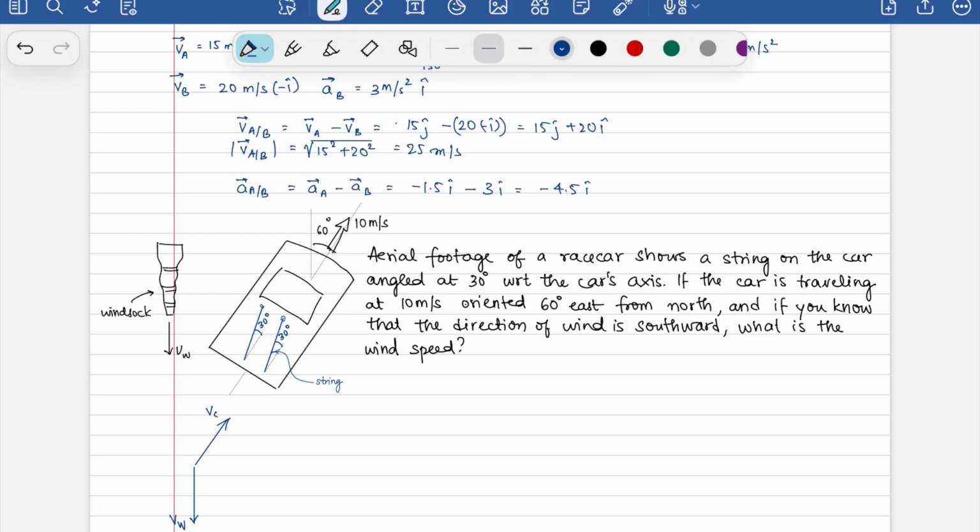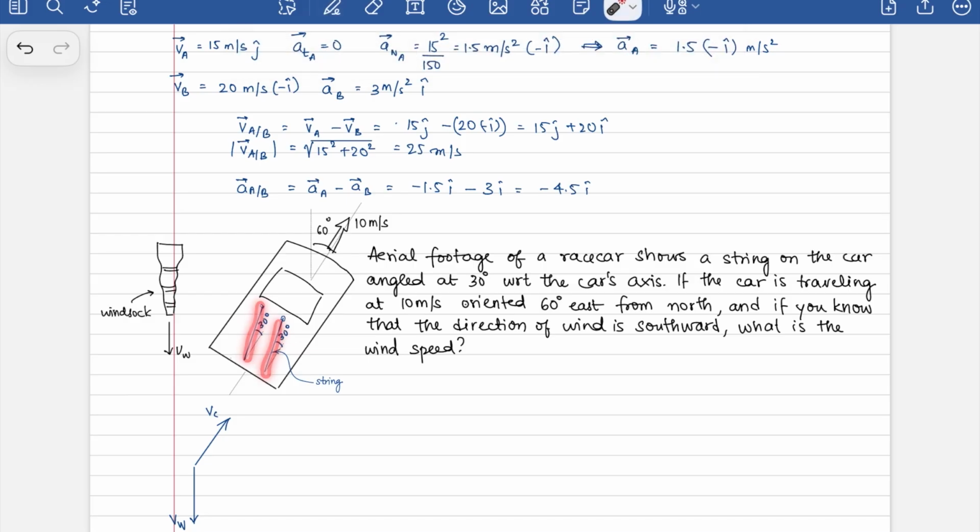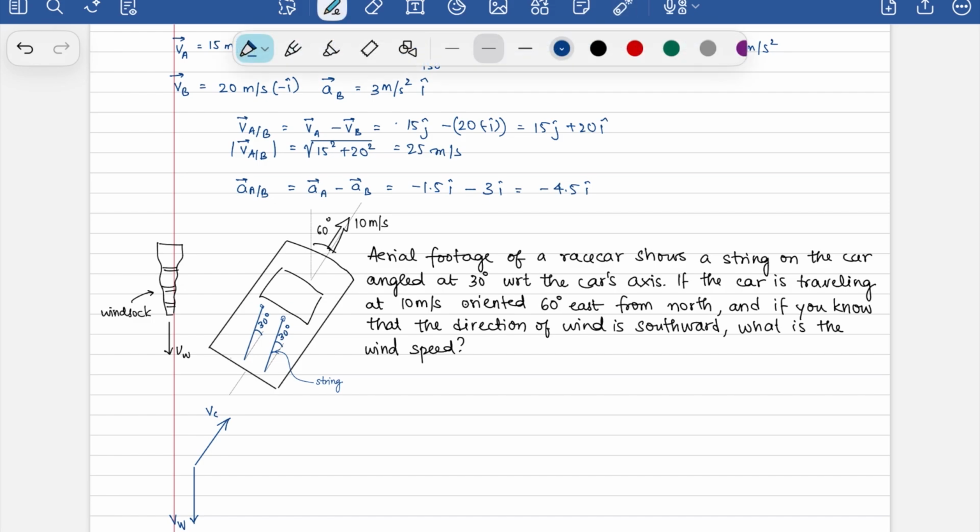And these strings over here, they represent how the wind would be with respect to the car. The velocity vector of the wind with respect to the car is in the orientation of 30 degrees. So this here is the velocity of wind with respect to car.